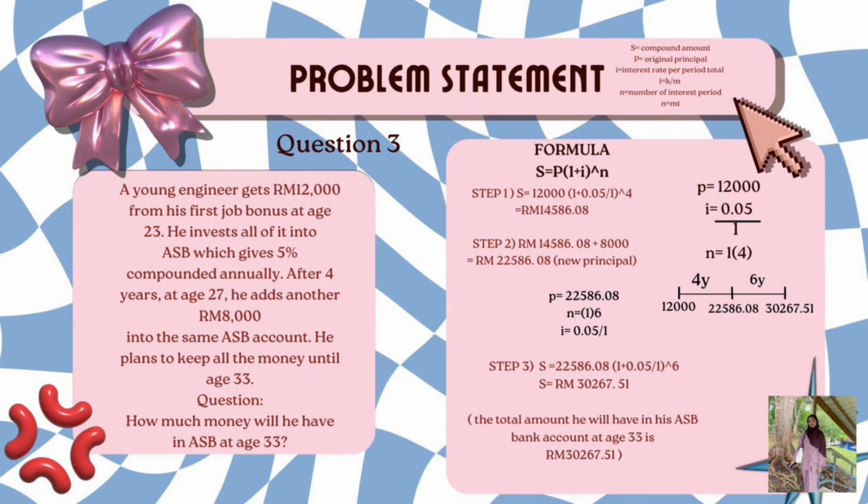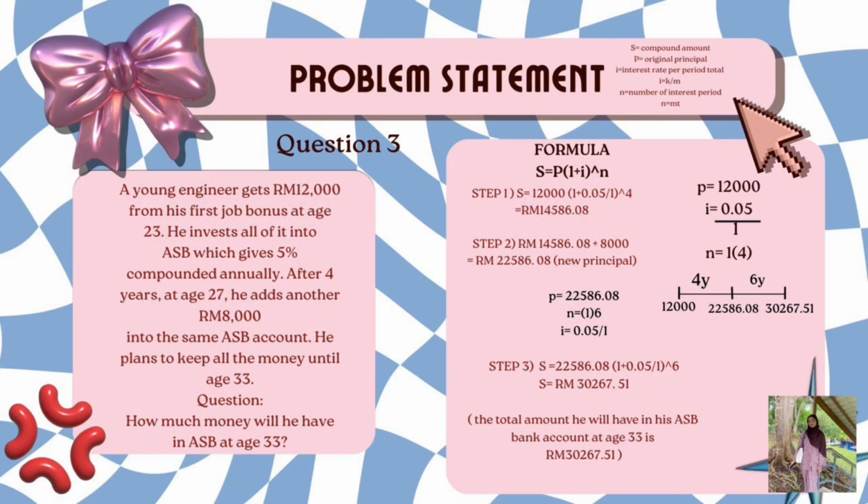A young engineer gets 12,000 ringgit from his first job bonus at age 23. He invests all of it into ASB, which gives 5% compounded annually. After 4 years, at age 27, he adds another 8,000 ringgit into the same ASB account. He plans to keep all the money until age 33. For the question, how much money will he have in his ASB at age 33?